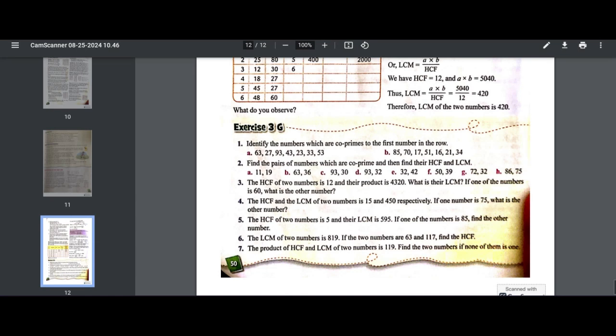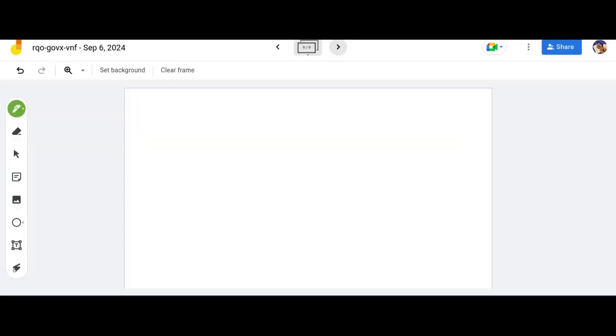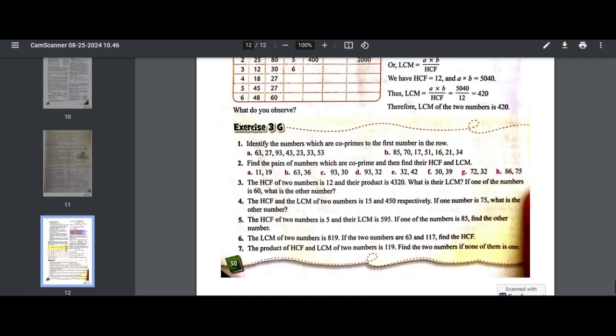Yes. So questions 3 to 7 will be solved according to this formula. According to the given values, you have to find the missing number, and the other value should be divided on the opposite side.